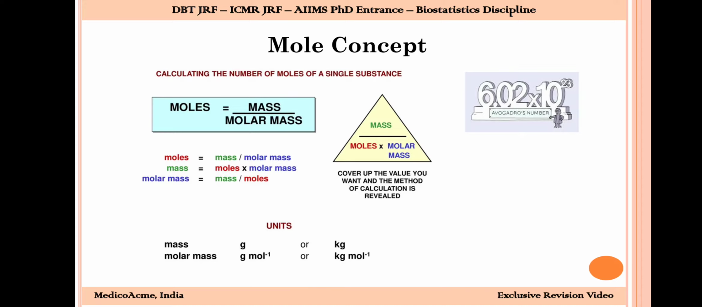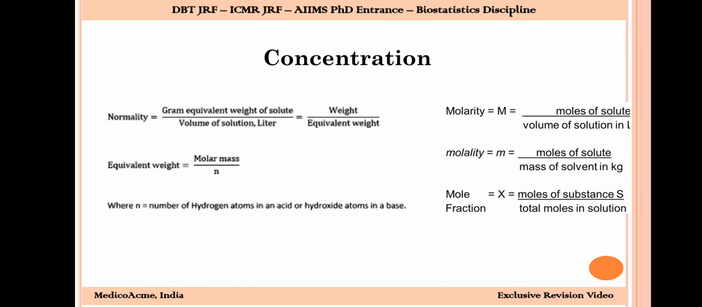So you can say that 18 gram of H2O, I am talking about ice, has 6.02 into 10 to the power 23 molecules of H2O. So in this way you can understand the mole concept. Mole concept is a very easy concept. Basically concentration based questions are very important.